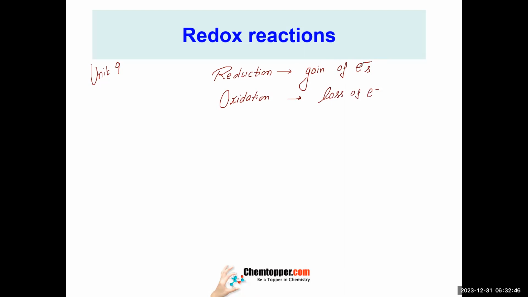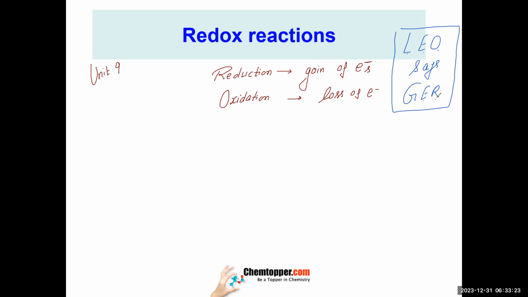Some people give you different types of shortcuts to memorize it, like reduction is gain of electrons, oxidation is loss of electrons. So they say LEO says GER. But after doing this oxidation reduction with me and doing plenty of questions, I don't think you'll be using it anywhere. LEO means loss of electrons is oxidation, gain of electrons is reduction.